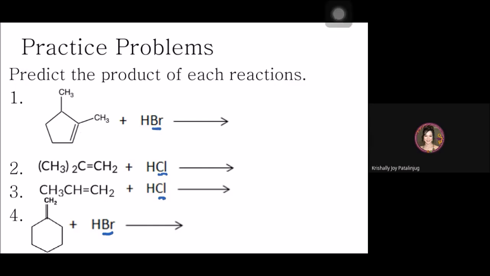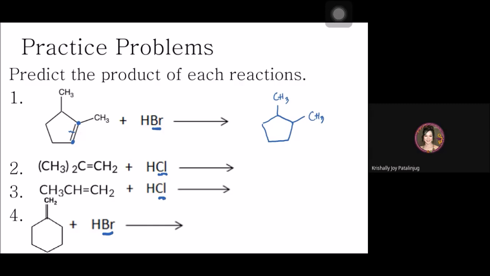Okay, so I will copy first the structure. What is being added? Hydrogen bromide. So before the addition will take place, the pi bond will break. You have to break the pi bond before the addition happens. So the double bond carbons are the ones involved first. They are the reactive sites. So to stabilize those carbons, you have H plus and a Br plus that will be added.